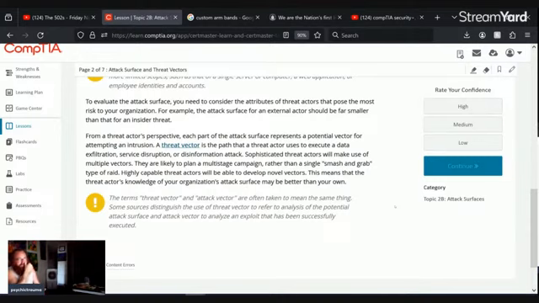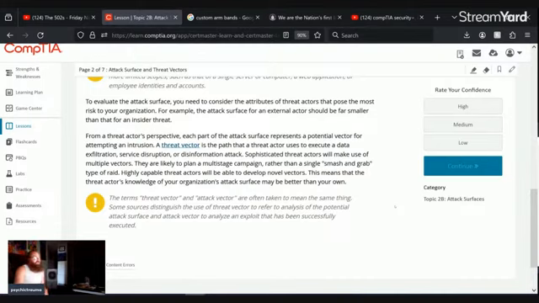So did you guys catch that part right there? Sophisticated threat actors will make use of multiple vectors. They're likely to plan a multi-stage campaign rather than a single smash and grab type of raid. Highly capable threat actors will be able to develop novel vectors. This means that the threat actor's knowledge of your organization's attack surface may be better than your own.